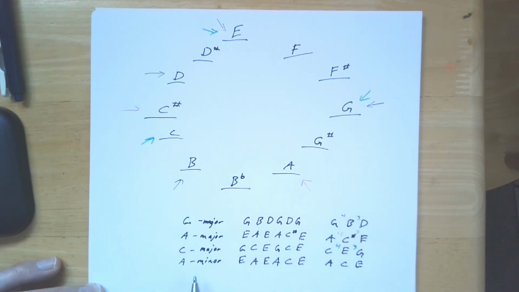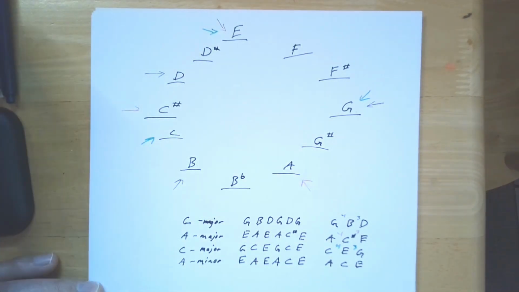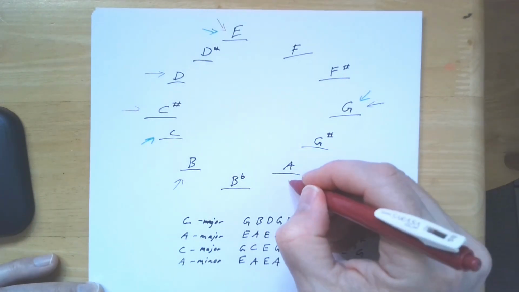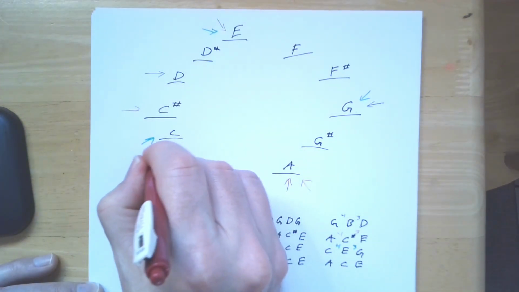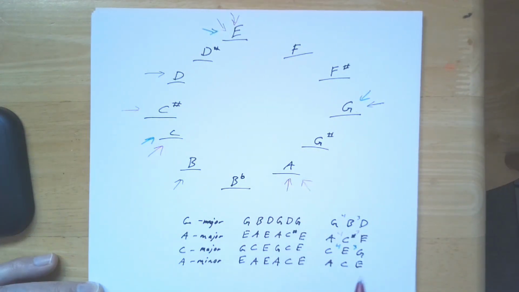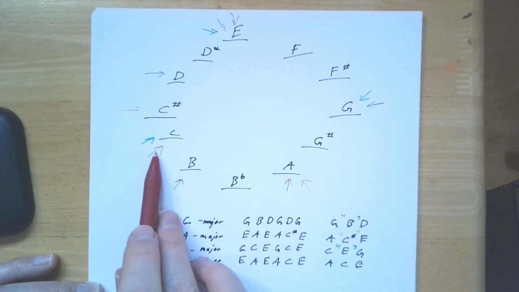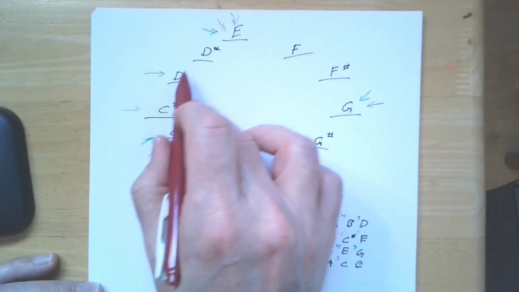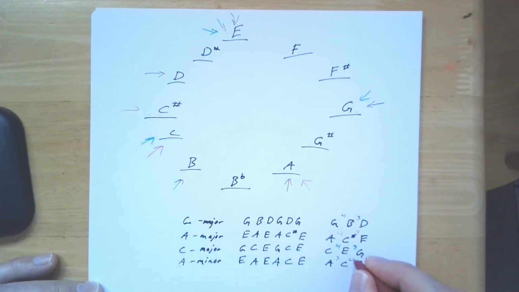Okay? A minor. This is the only minor chord that we've done. So, what's in A minor? New color. A, C, and E. Okay, so that's a jump of 1, 2, 3 frets and 1, 2, 3, 4 frets.